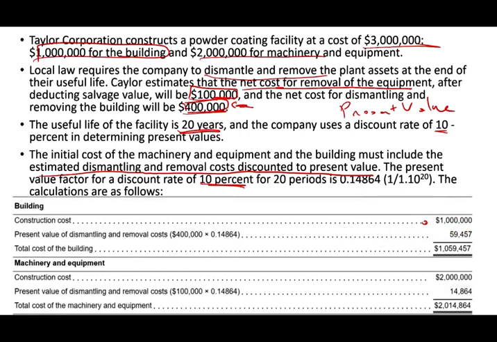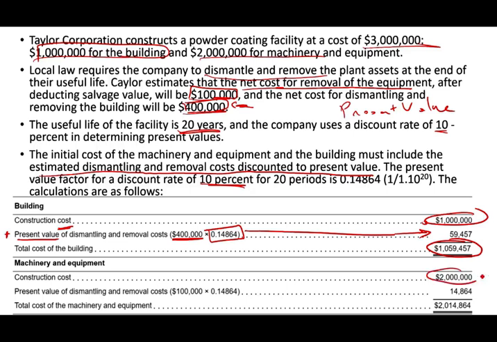So the construction cost of the building is $1 million plus the present value of dismantling and removing, which is going to cost us $400,000, discounted at the present value factor 0.14864. Once again, if you don't know what's going on here, go to my intermediate accounting chapter 6. So the present value is $59,457. Therefore, the building will be debited. We add the building at $1,059,457.